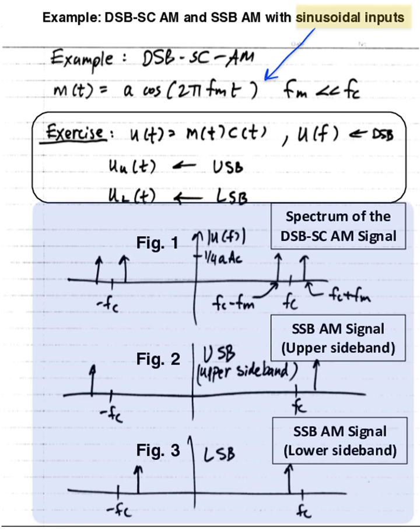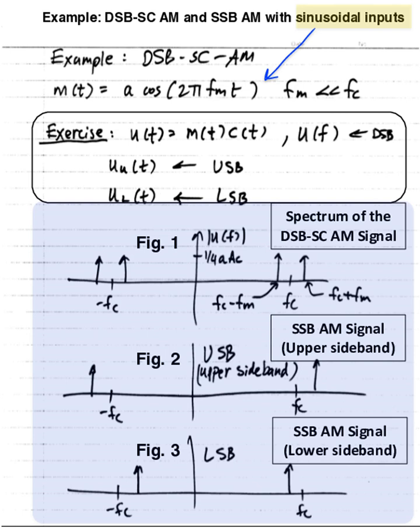Recall that for double sideband suppressed carrier AM, u(t) equals m(t) times c(t). So the magnitude of the Fourier transform of the double sideband suppressed carrier AM signal, U(f), is the convolution of the Fourier transform of m(t) and the Fourier transform of c(t). Since both m(t) and c(t) are cosines, we have the convolution of delta functions at plus minus f_c and plus minus f_m. This gives us the spectrum in figure 1.